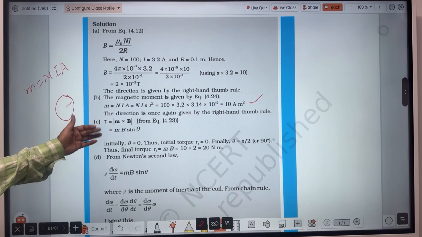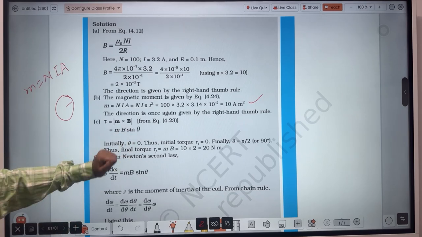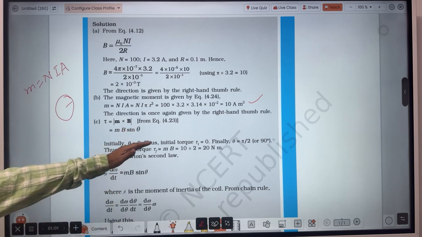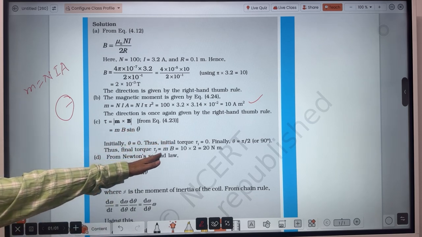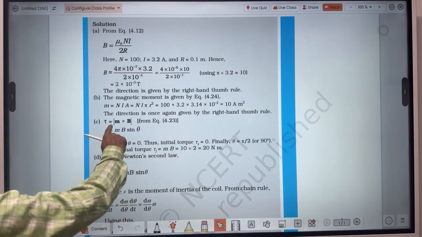Then comes torque. Torque is M into B. M we have evaluated. Here two positions are given. When theta is 0 degree, this torque will become 0, and once it is 90 degree, it will have maximum value. So after putting those values, we will get torque equal to this much, right? Now, the third point, that is very important.